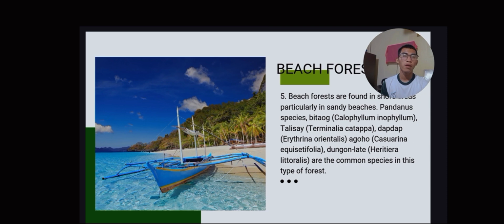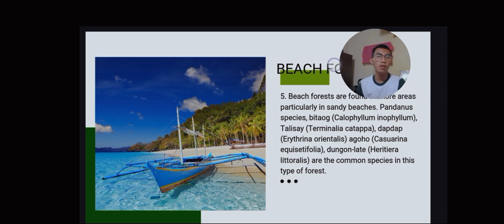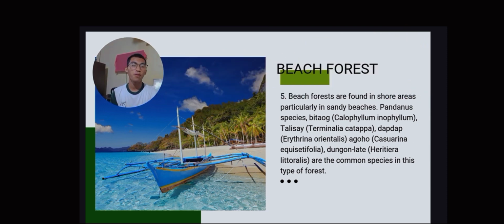The fifth is beach forest. Beach forests are mostly found in shore areas, particularly in sandy beaches. So that is the most common that we have, right? That is why we have a permit for the beach. The species commonly found there are bitaog, talisay, dapdap, aguho, and etc.